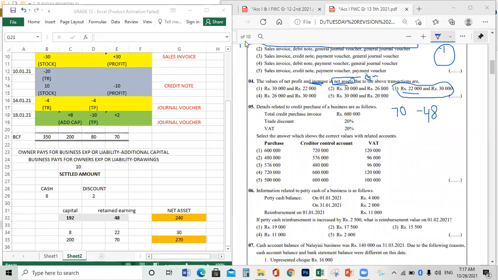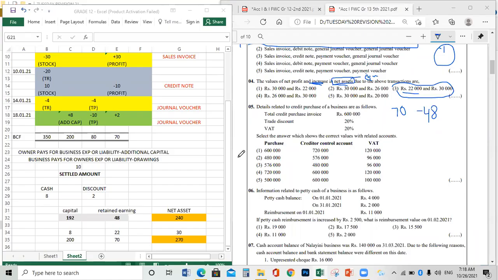Okay. So now, guys, there is trade discount and there is VAT. Tell me the order. After you have a credit purchase, will you first deduct the trade discount, or add the VAT? What is the first thing you have to do? Yes, deduct the trade discount. The first thing you have to do is deduct the trade discount.